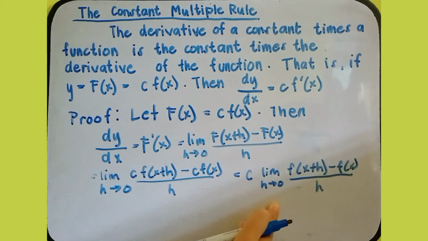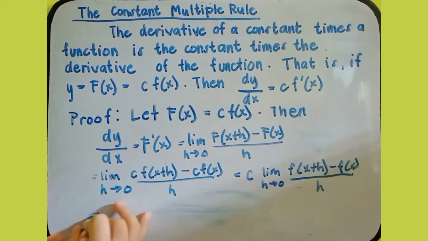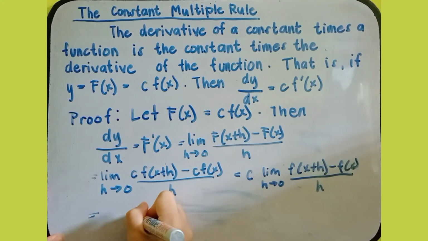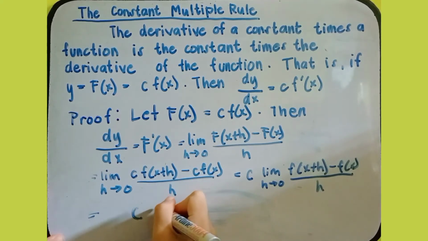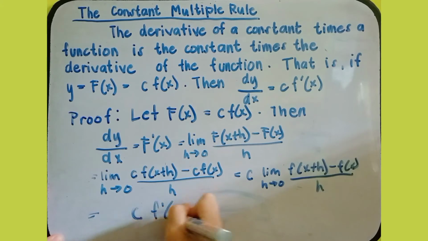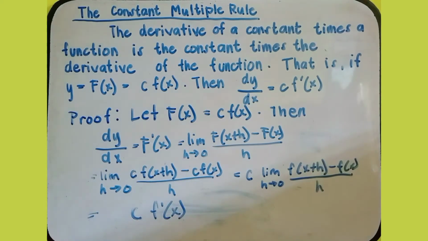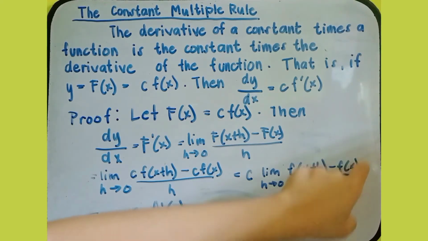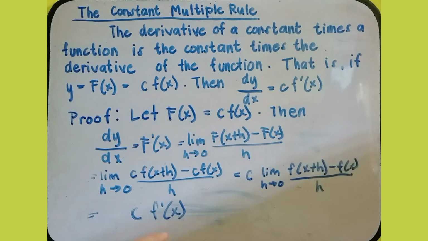And now we have c times f prime of x. Notice that this equation is just equal to our formula for f prime of x. So that's it. Let's have an example.